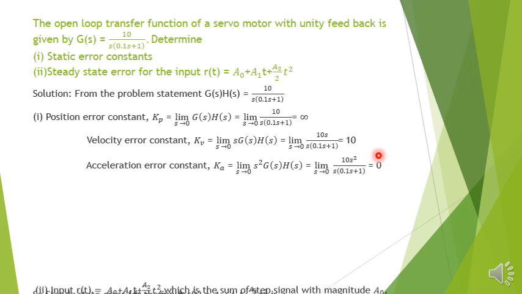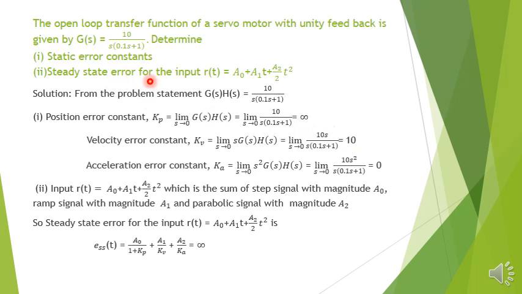Now to find out the steady state error for this input, where the input r(t) is the sum of a step signal with amplitude a0, a ramp signal with magnitude a1, and a parabolic signal with magnitude a2. As we know, whenever the input is the sum of different standard test signals, the steady state error is the sum of the steady state errors caused by these individual inputs.